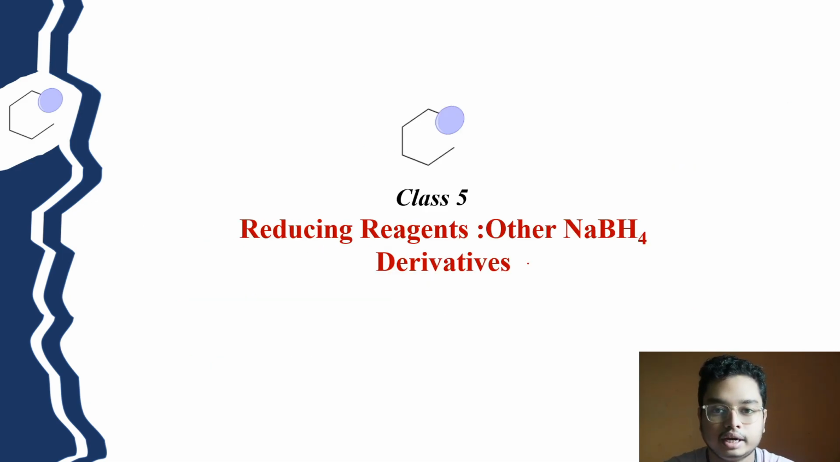So with this, we come to the end of this lecture. In this lecture, we have learned about the importance of the Luche reagent mechanism and the solvent effect, as well as the reason for the chemoselectivity of the Luche reagent and the 1,2 addition mechanism of the Luche reagent. In our next class, we will talk about other NaBH4 derivatives in reduction. So thank you for listening.